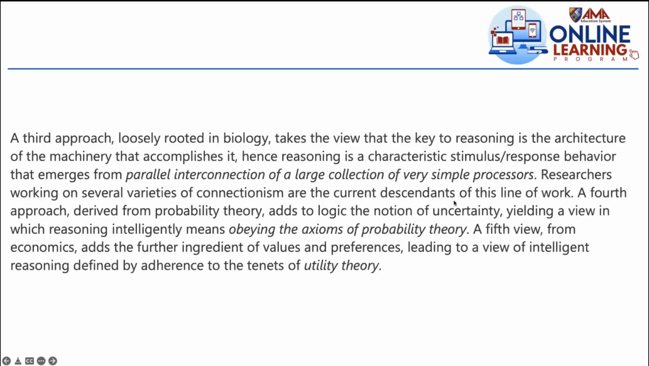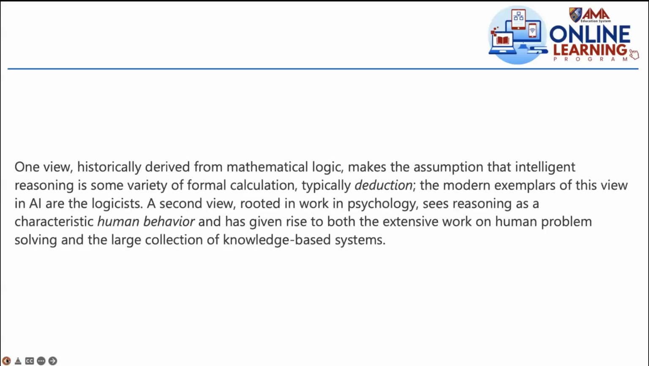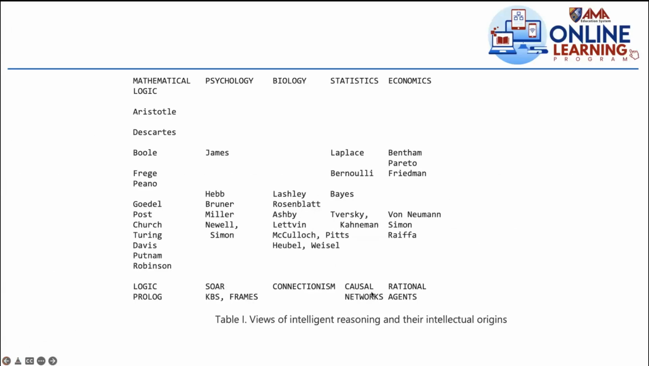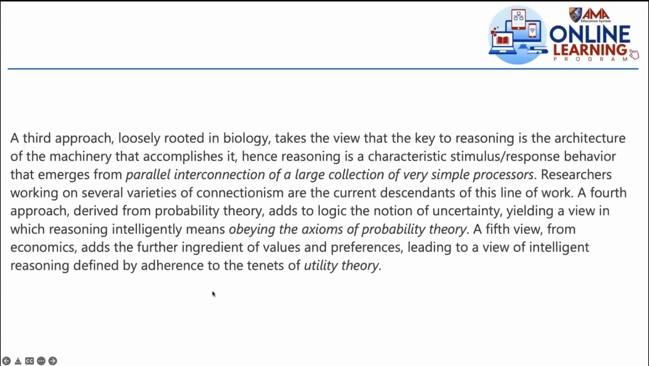Okay, class? The next one is the fourth approach, derived from statistics. Probability theory adds to logic the notion of uncertainty. That's what we know, right? When we talk about probability distribution, usually it's that notion of uncertainty or randomness, yielding a view in which reasoning intelligently means obeying the axioms of probability theory. If you look at the table, probability is not mentioned, but if you explore this on the internet, the causal networks are related. This concept, excuse me, and these are the people. Remember the Bernoulli binomial distribution, right? There, indeed, it's probability. So that's for the statistical view of intelligent reasoning.